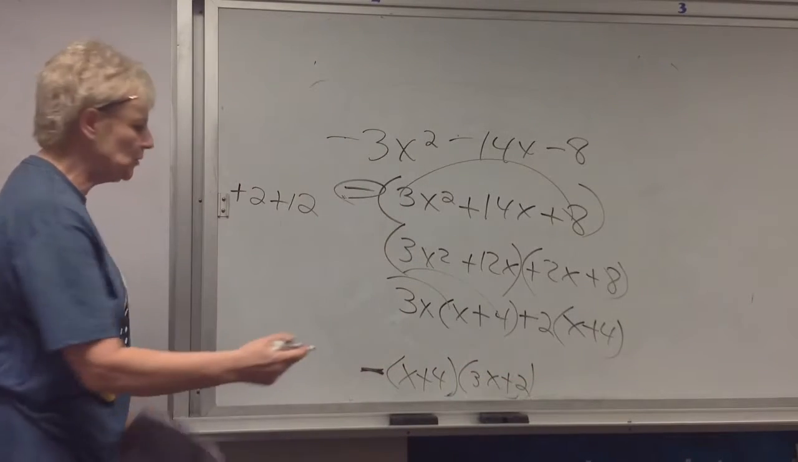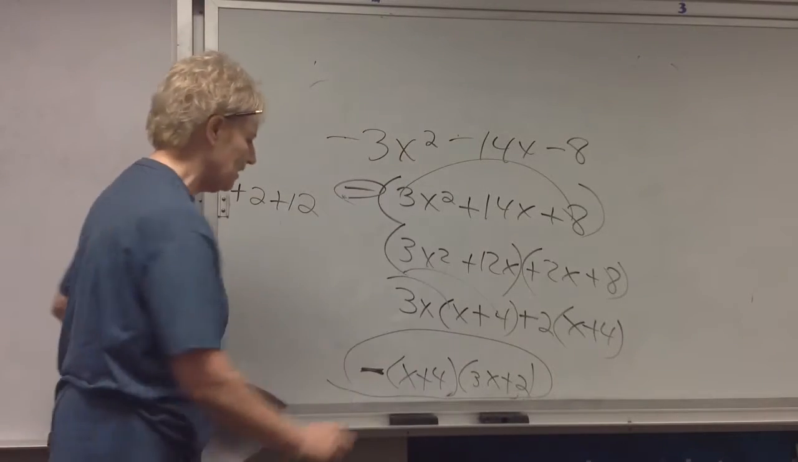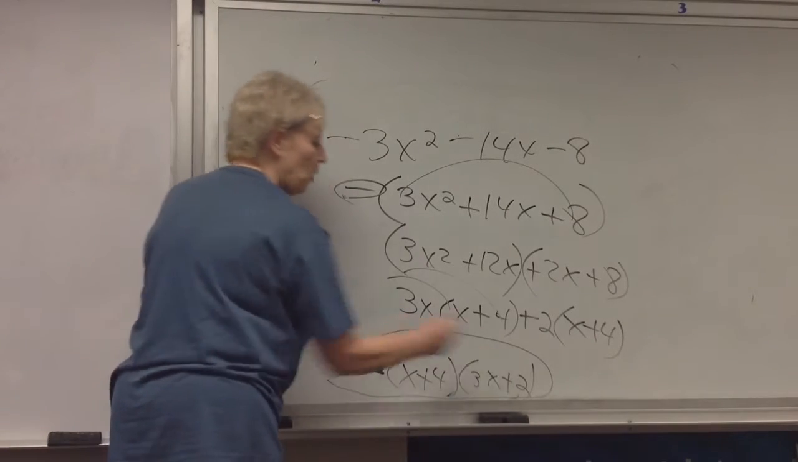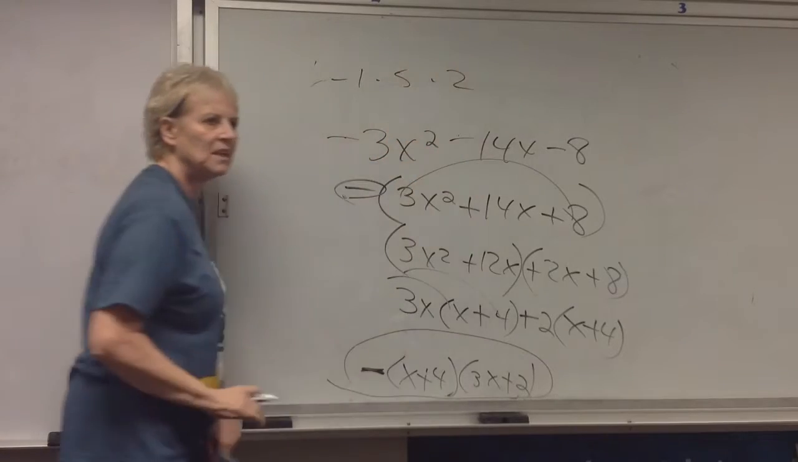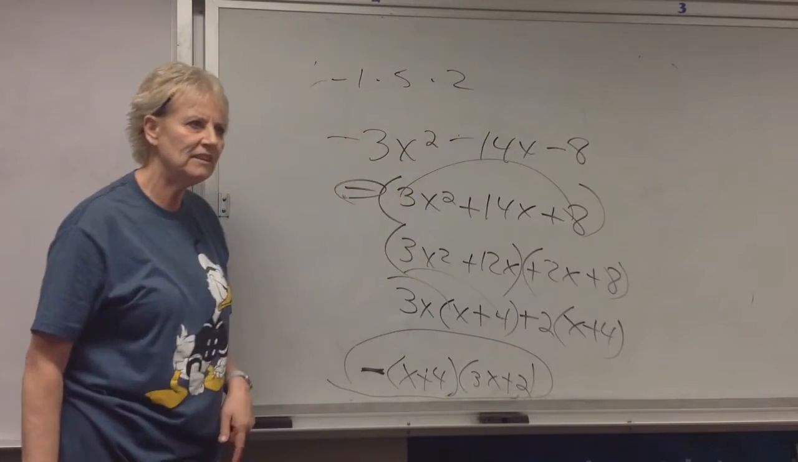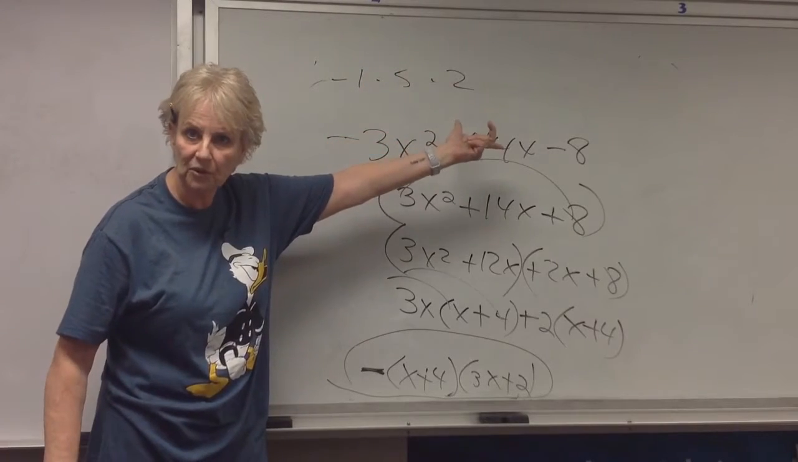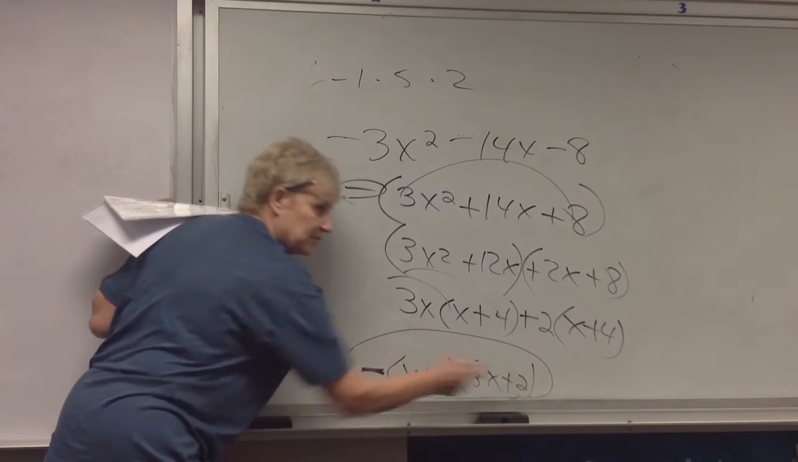Now, I don't think some people know how to check this. I had a kid tell me, well, I checked it and it came out. He didn't know how to check it. This is like 3 numbers being multiplied by each other. If you have negative 1 times 5 times 2, you don't make them both negative. You get a negative and then you multiply by 2. What this kid did was he made all these negative.